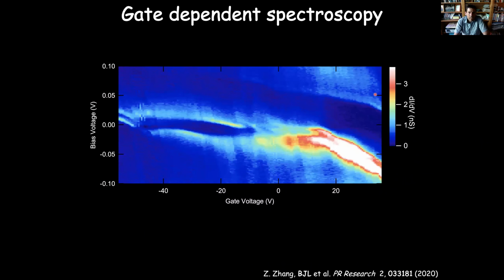We can then investigate what happens if we change the charge density in the sample. The previous image that I showed you was a vertical cut through this data. The y-axis here is the tip-sample bias voltage. The x-axis is the gate voltage, so we're controlling the charge density. You can see there are these 2 bands, these 2 bright spots, and they're moving through in a very complicated pattern as we change the charge density.